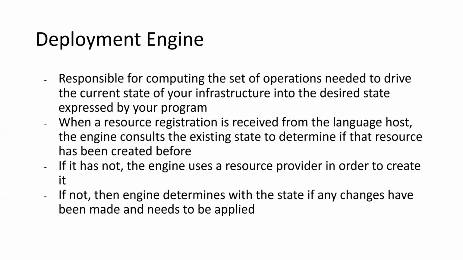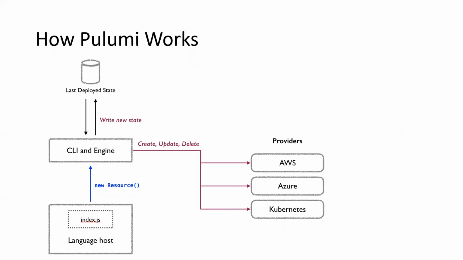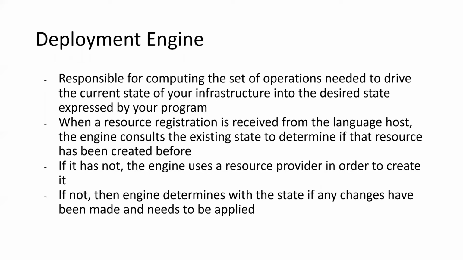Then we have the deployment engine, which is responsible for computing the set of operations which are needed to drive the current state of the infrastructure into the desired state expressed by your program. Current state means what your architecture in the cloud looks like right now. You want to make some changes, you write it in the program, you deploy the changes. The deployment engine will be responsible for making sure that those changes actually take place.